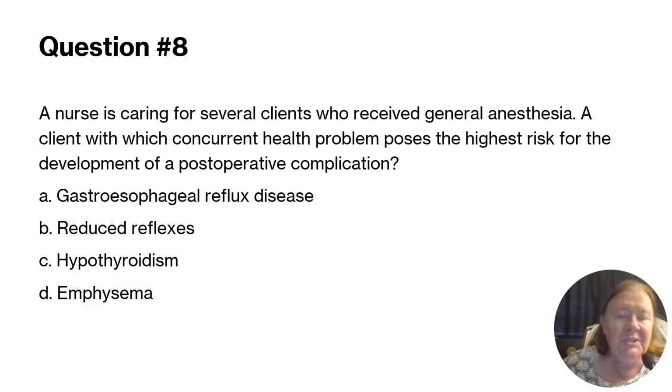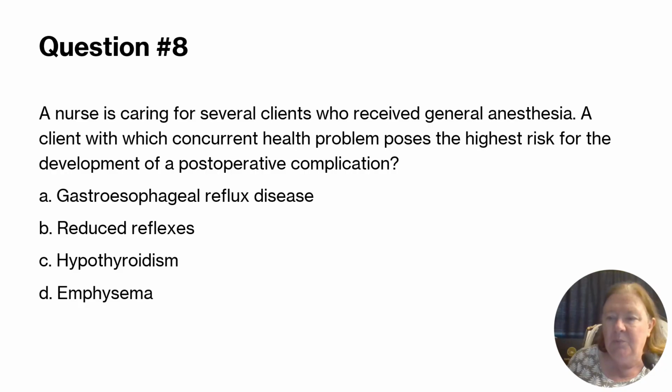All right, let's go through the answer choices. A, gastroesophageal reflux disease, B, reduced reflexes, C, hypothyroidism, or D, emphysema. Okay, so again, this is another ABC question. If you're thinking about ABCs, you'll be able to pick out the right answer. All right, I'll give you a minute. Okay, and the correct answer is letter D, emphysema.